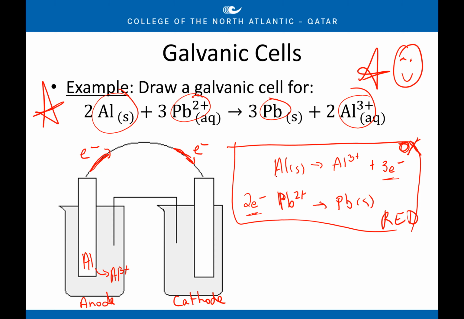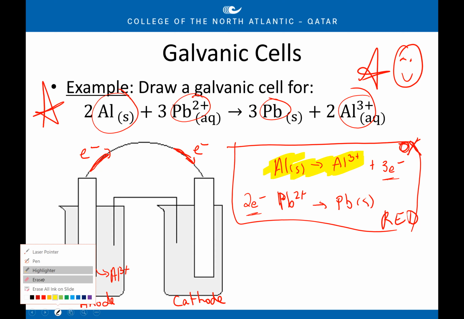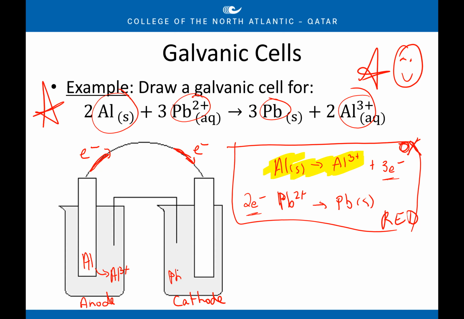Now, how did I know that? It's right here in my reaction. Aluminum is turning into aluminum 3+ ions. My lead 2+ is turning into lead. And there you go.